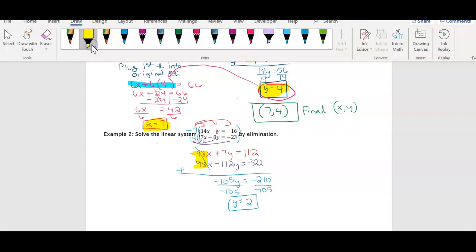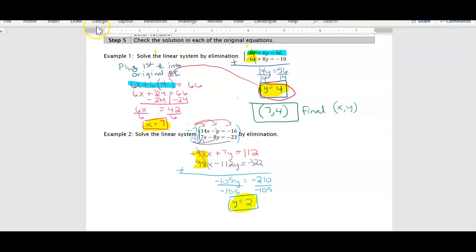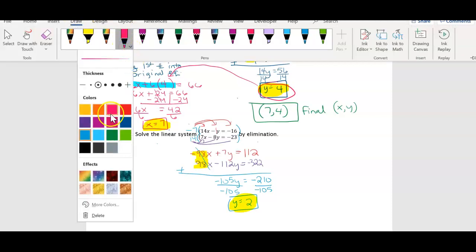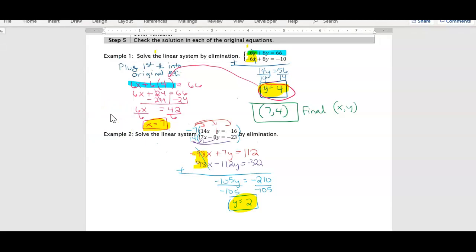So I've now found one of my final answers, my y value. I'm now going to use that answer and plug it into an original to find my x value. So I'm going to use the top equation. So I'm going to do 14x, the original, 14x minus, and instead of y, I'm putting in the value 2 in parentheses, equals -16. So to get rid of the parenthesis, I'm just going to distribute that negative to the 2. So 14x minus 2 equals -16.